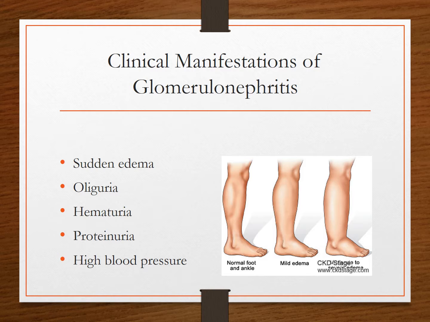Clinical manifestations of glomerulonephritis, just think about your kidneys not working: sudden edema or swelling, oliguria, meaning that they have a decrease in urine output, usually below 400 milliliters of urine output a day, less than that. Hematuria, which is blood in the urine. Proteinuria, which is protein in the blood. And high blood pressure.